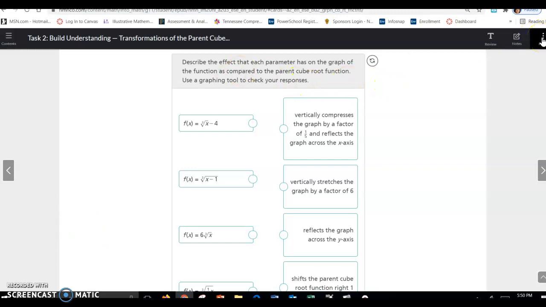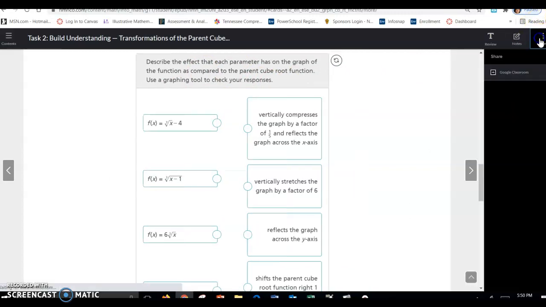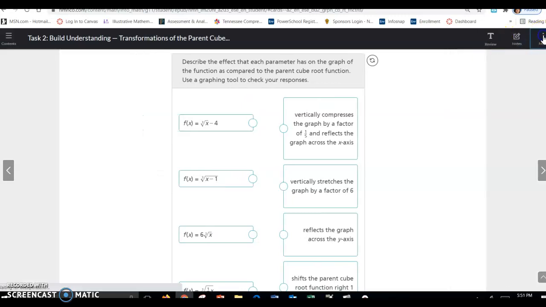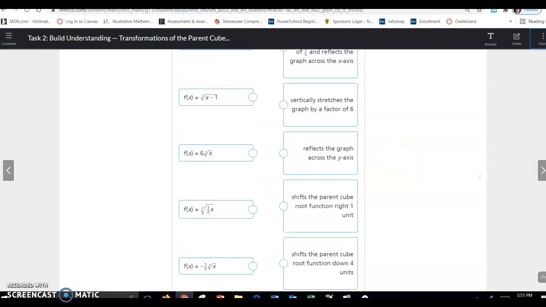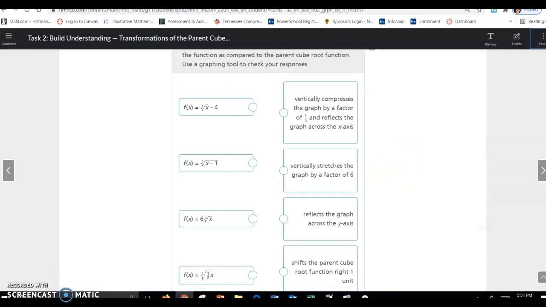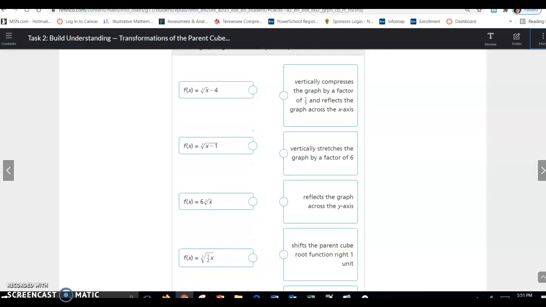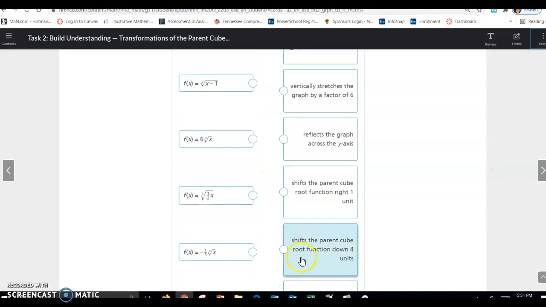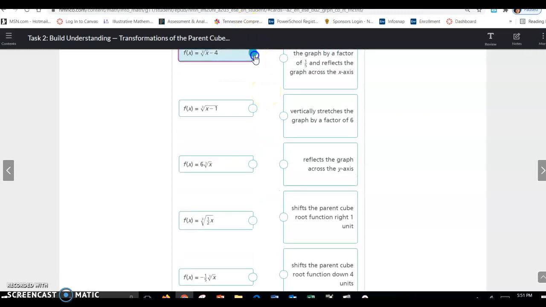All right, let's see if I can shrink this down a bit. Oh, I thought it would be easier to match if you could see all of them at once, but for some reason it's not letting me do that. So let's just look at them a little bit at a time. This is going to shift us 4 units down. So let's see which one says shift us 4 units down. So that's going to go with this one here.